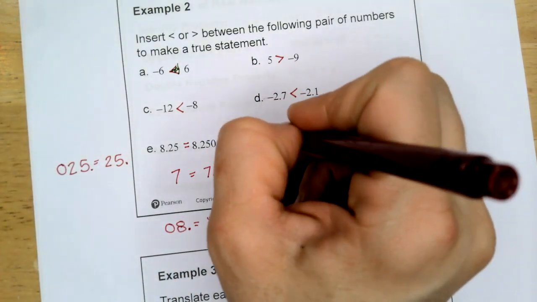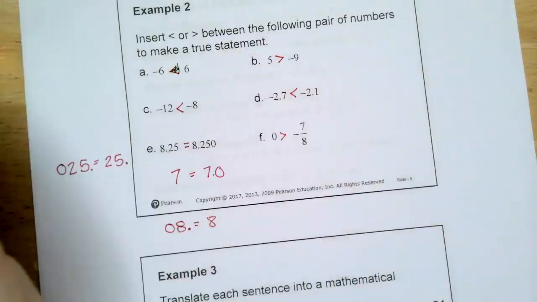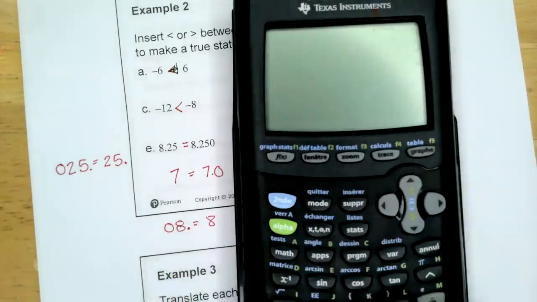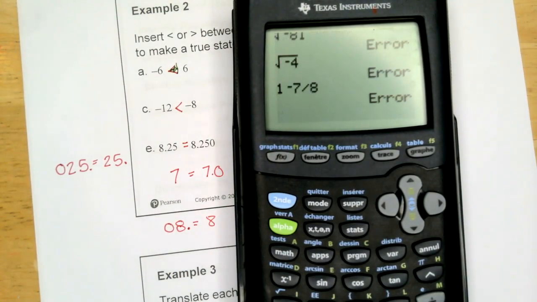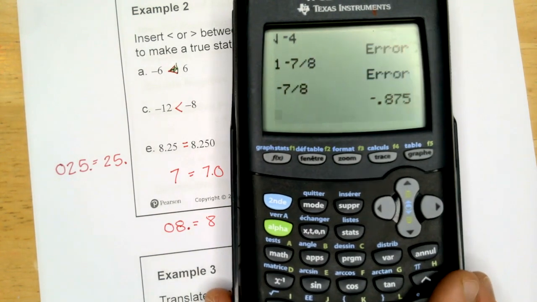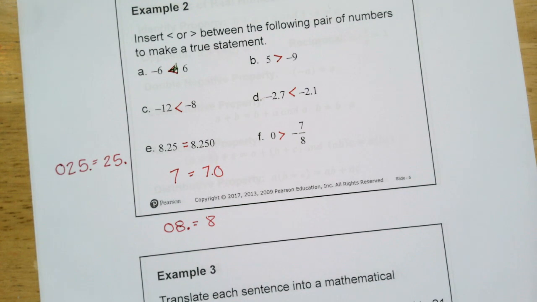0 and -7/8. 0 is bigger than any negative number, but if you're wondering what that is, you can just put it into your calculator. Oops, I had a 1 in there already. -7/8 is going to give me -0.875. Okay, so it's almost -1. It's close to -1. That's going to be less than 0. Good.